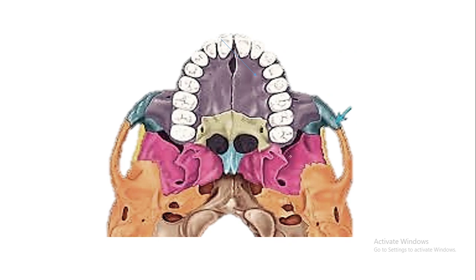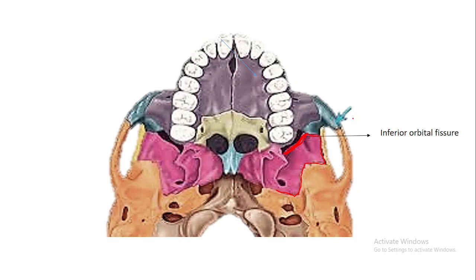So it is a roughly pentagonal structure, the infratemporal surface of greater wing of sphenoid. Anteriorly, here it forms the posterior border of inferior orbital fissure. So this black colored fissural structure is the inferior orbital fissure. So the anterior margin of infratemporal surface of greater wing of sphenoid forms the posterior boundary of inferior orbital fissure.